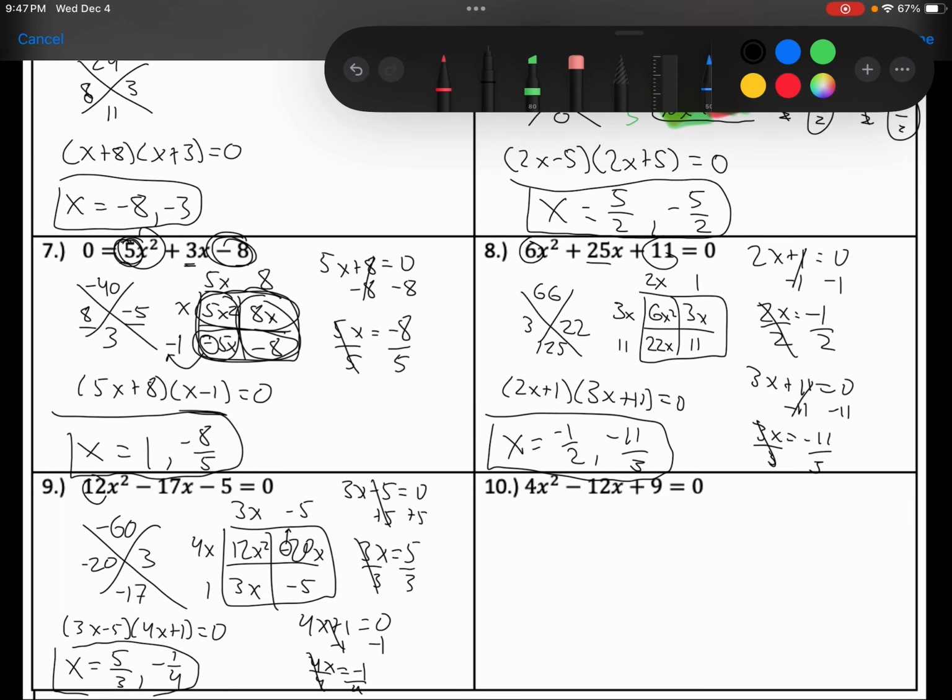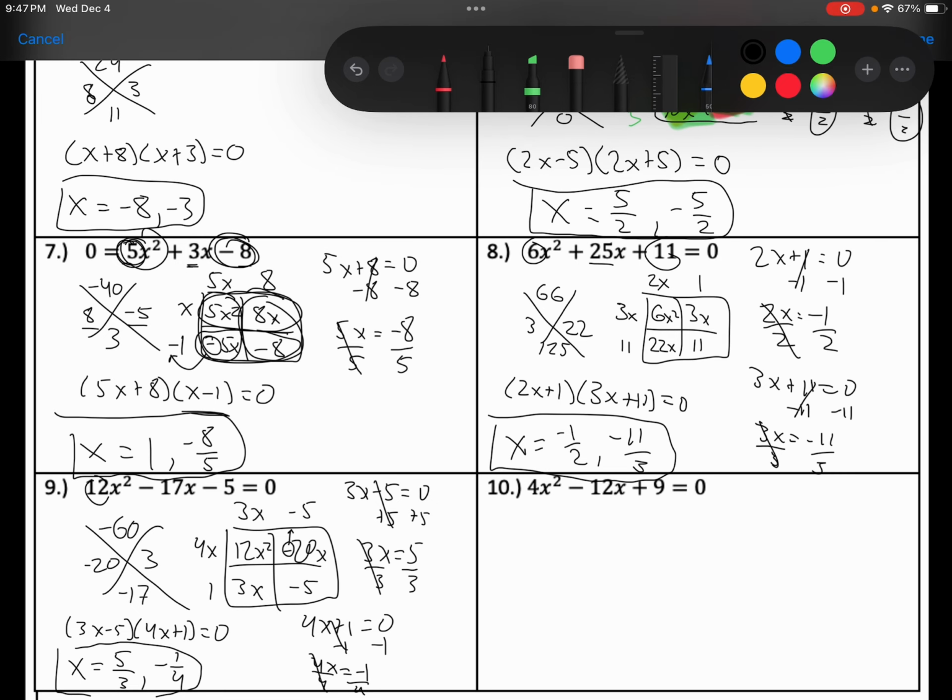Okay, this is our last one. Again, nothing in common. 4, 12, and 9 do not have anything in common to take out. They don't all have x's, because we have that number in front of x squared. We need the x and the box. 4 times 9 is 36. Negative 12 goes on the bottom. Numbers that multiply to 36 and add to negative 12 would be negative 6 and negative 6. 4x squared goes in the first box, and 9 goes in the last one.